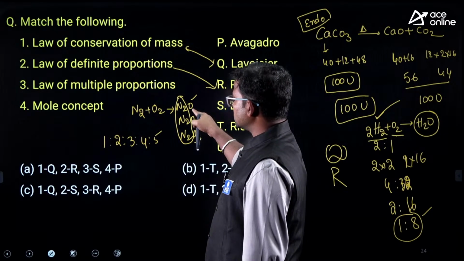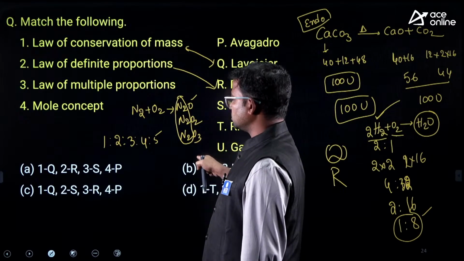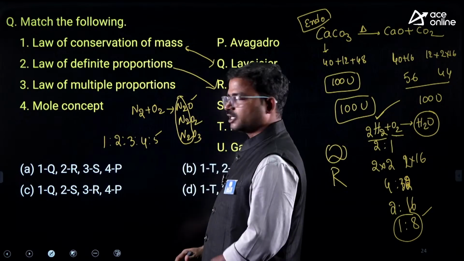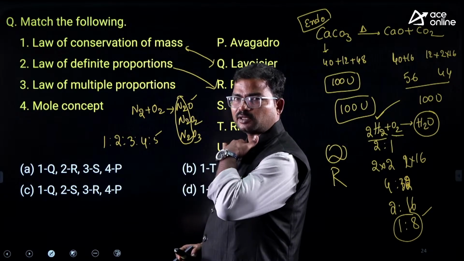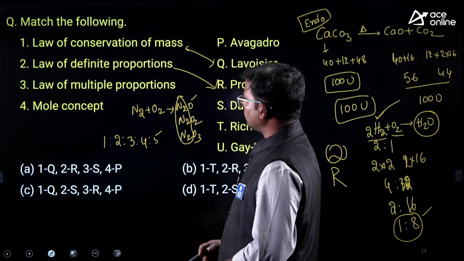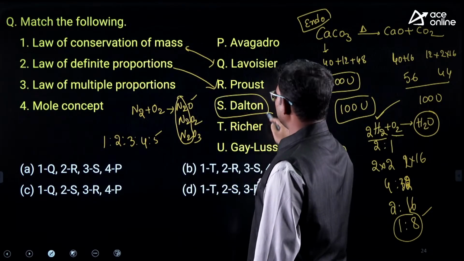How many oxygens? Here we have 1. What about here? 2. Next 3. Next, if it forms 4. Next, if it forms 5. So that is considered a simple whole number ratio. Okay. So this concept, the law of multiple proportions, was actually proposed by John Dalton.